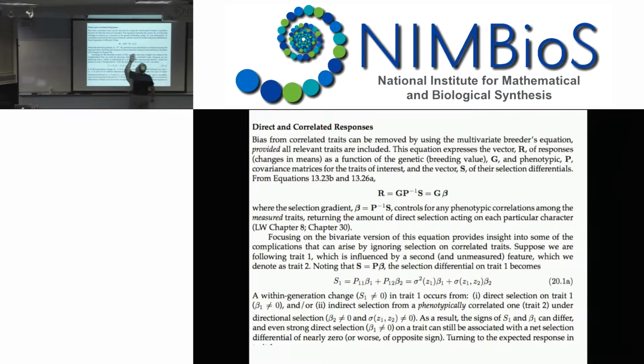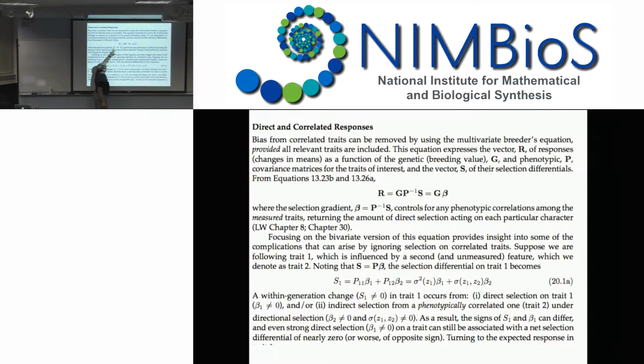This is often written simply as G beta. Beta is called the selection gradient, so I can write R equals G beta. That's called the Lande equation. And G beta is P inverse S. Remember, one way to think about an inverse variance covariance matrix is it undoes stuff. It removes correlations, and it basically gives each trait the same variance.